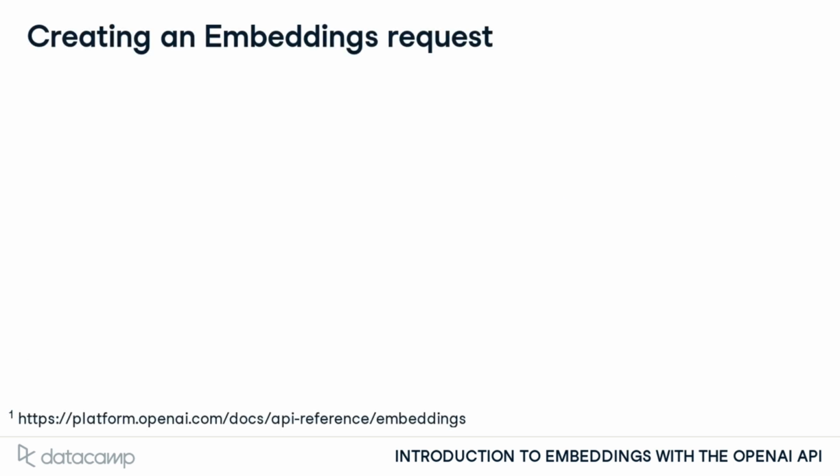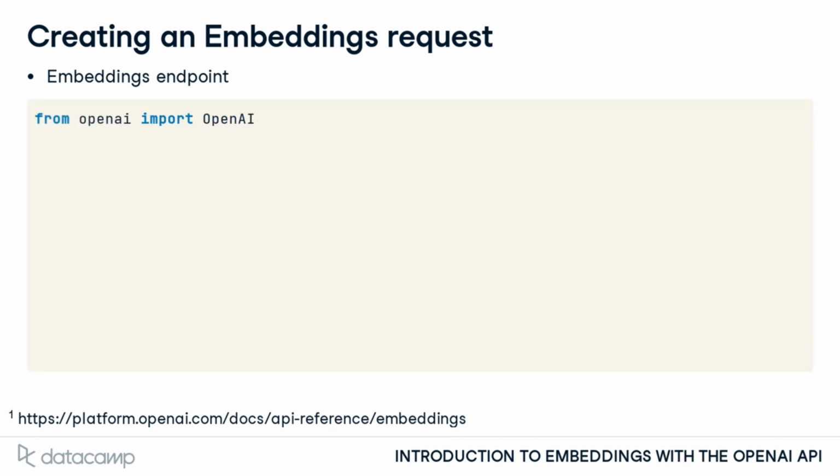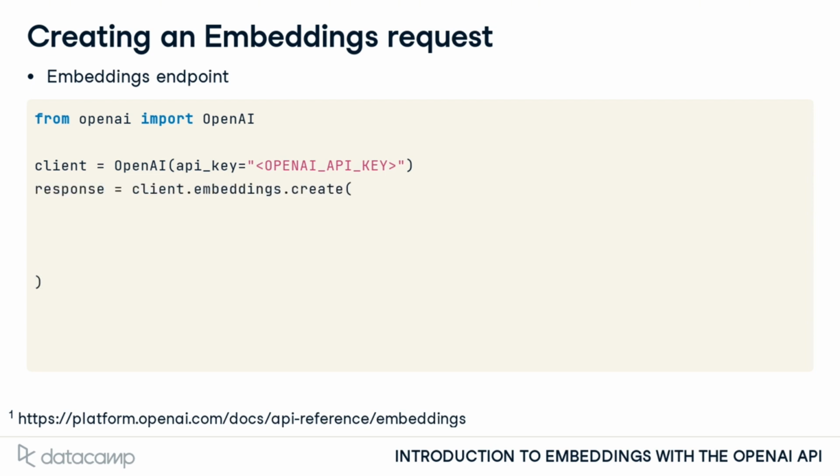OpenAI provides access to their embedding models via the Embeddings endpoint, and requests to it take a very similar form to other OpenAI endpoints. We'll use the OpenAI library to create requests to the OpenAI API, which also requires us to have an OpenAI API key. To begin our request, we first need to instantiate the OpenAI client and pass it our API key. To create the request, we call the create method on client.embeddings.